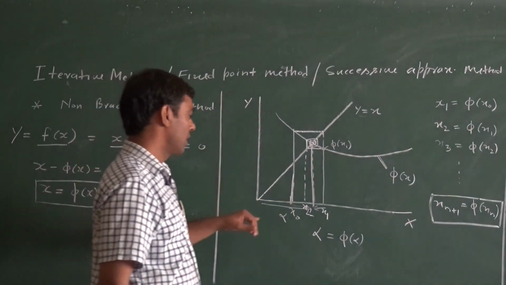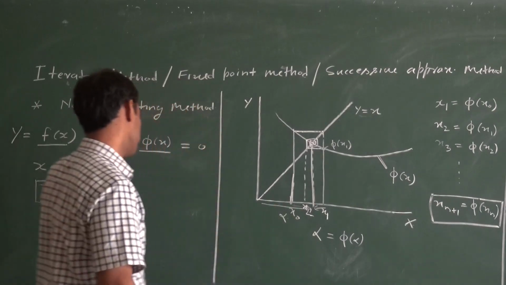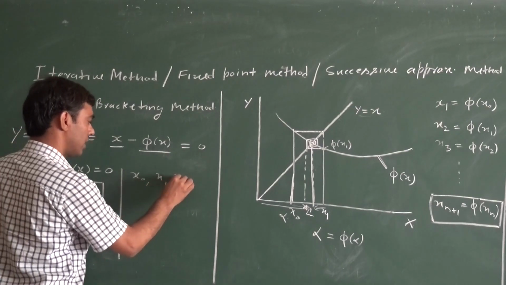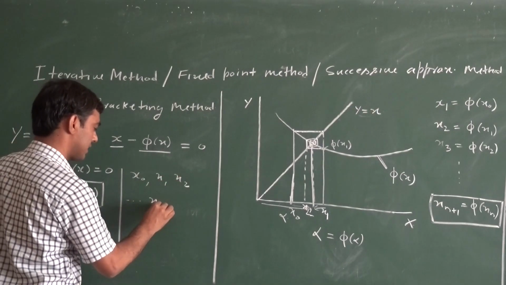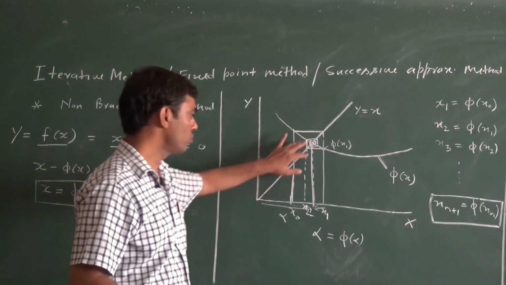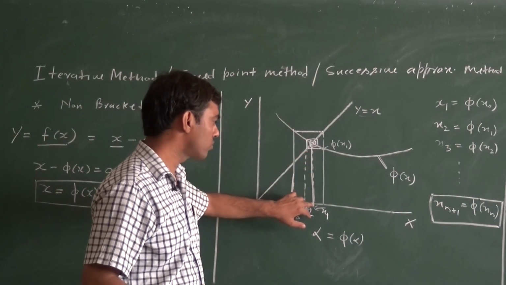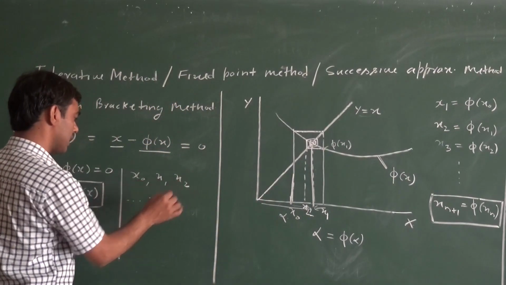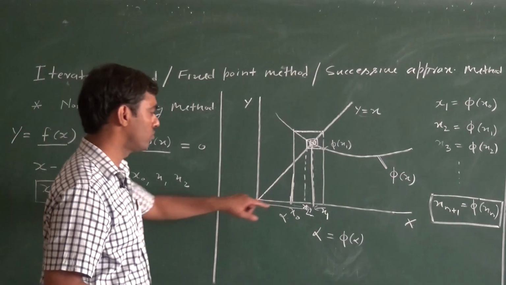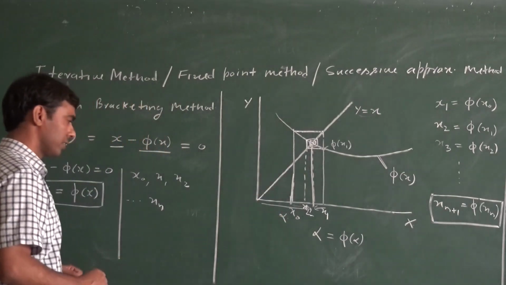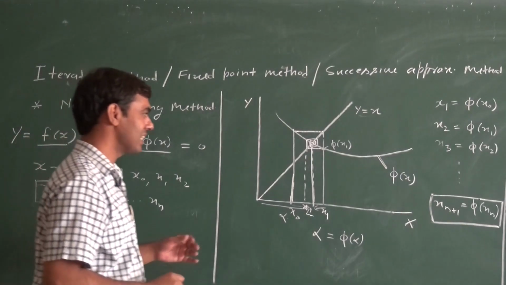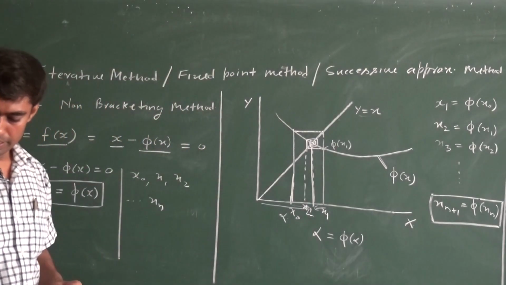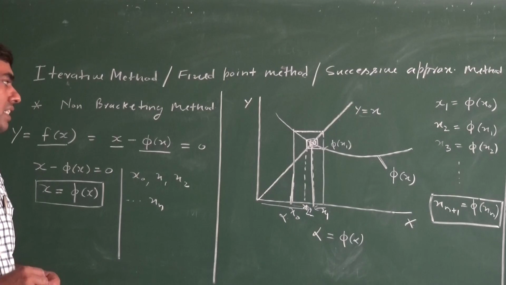So a sequence of numbers x0, x1, x2 up to xn converges to our actual root alpha. This is also known as a spiral convergence. There are two things: spiral convergence and spiral divergence.